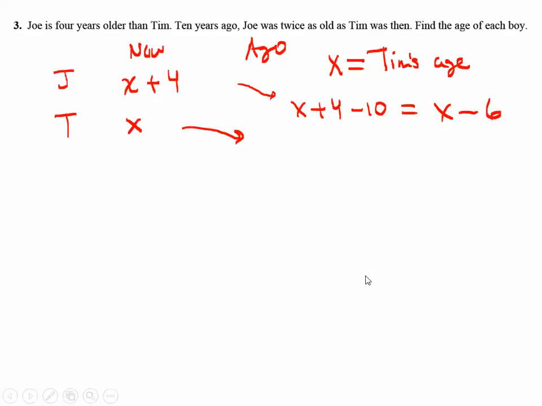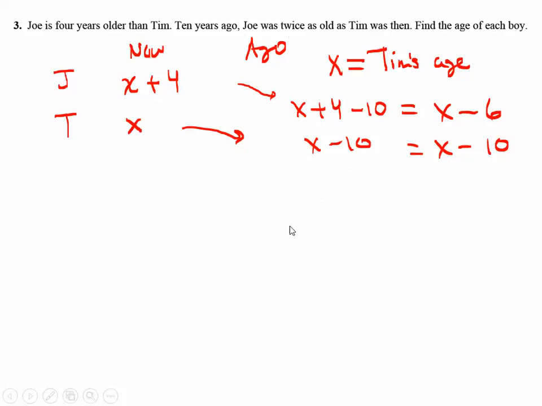Alright, Tim is x years old now, so 10 years ago he would be x minus 10. Does that make sense? If he's x, that means 10 years ago he was x minus 10. Alright, now let's see what this says. 10 years ago, we got this. This is your 10 years ago scenario. Joe was twice as old as Tim was then.